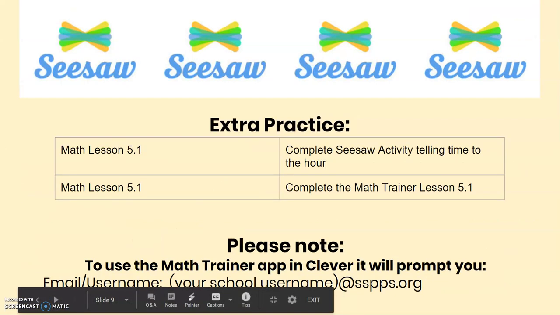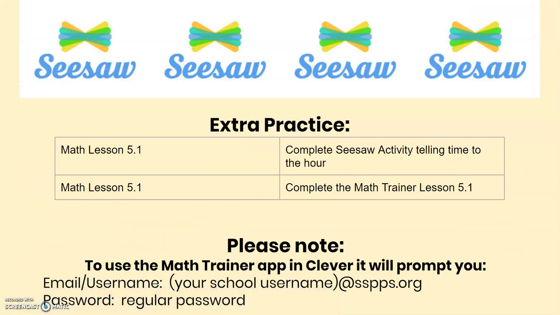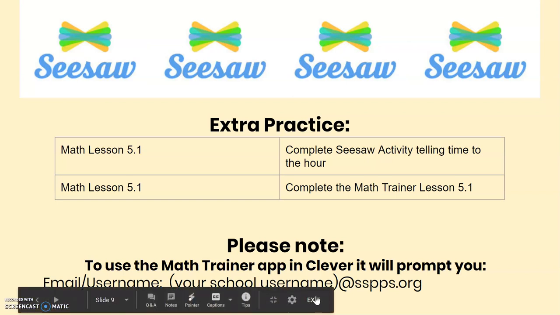Last but not least, if you're looking for extra practice, there will be a Seesaw activity about telling time to the hour. Also, you can go on to Clever, and in the Clever there is a Math Trainer app, and you can do lesson 5.1. But remember, if you're going to use Math Trainer the first time, you have to enter your username as an email. So you put your username in, and then you put at sspps.org. You still can use the same password.